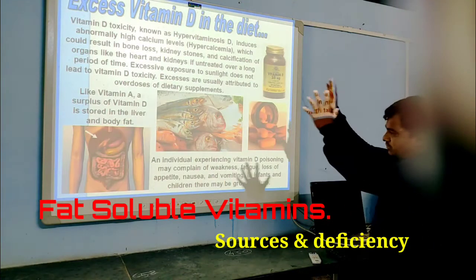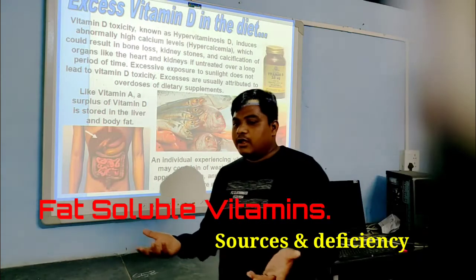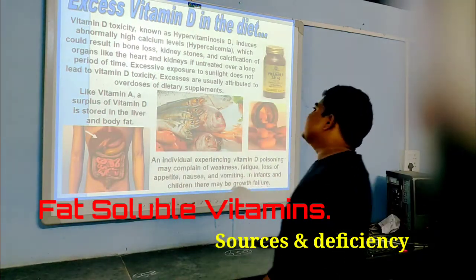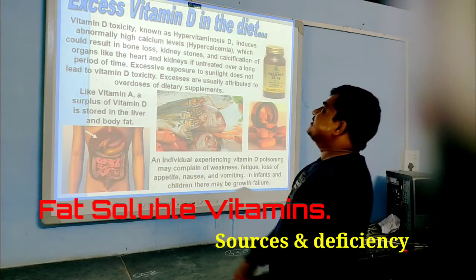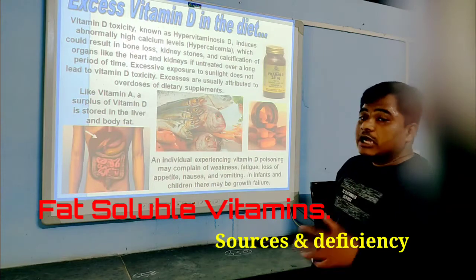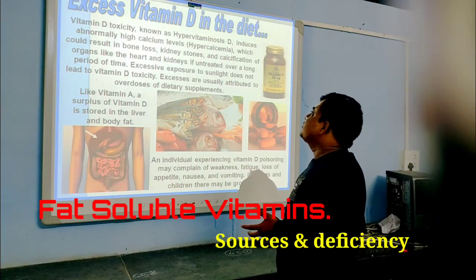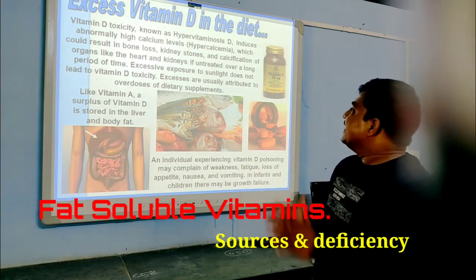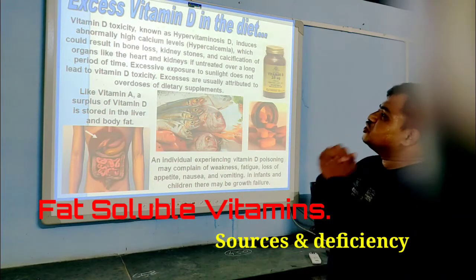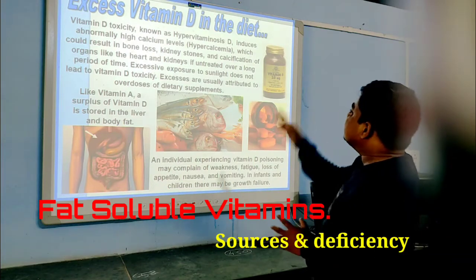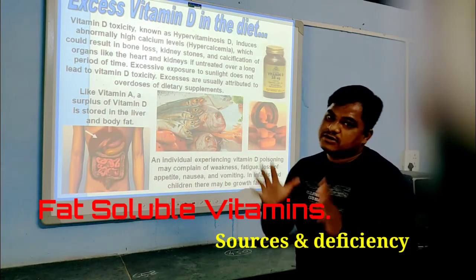Okay, now again, if we take excess amount or overdose of the vitamin D, then what happens here? Vitamin D toxicity, known as hypervitaminosis D, induces abnormally high calcium levels, which could result in bone loss, then the kidney stones and calcification of organs like the heart and kidneys if untreated over a long period of time.